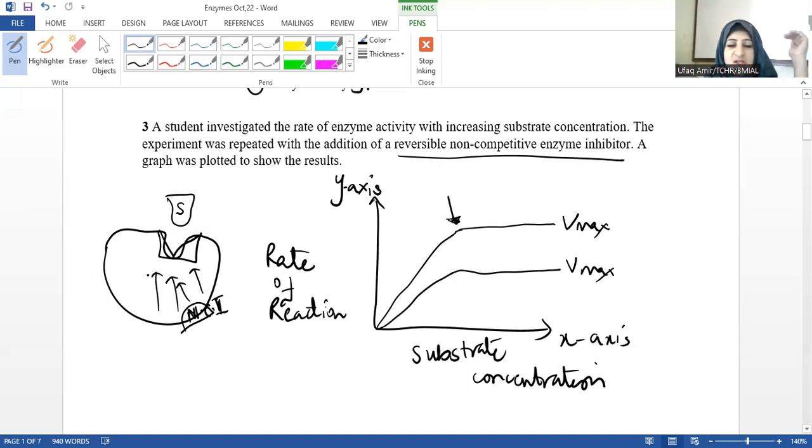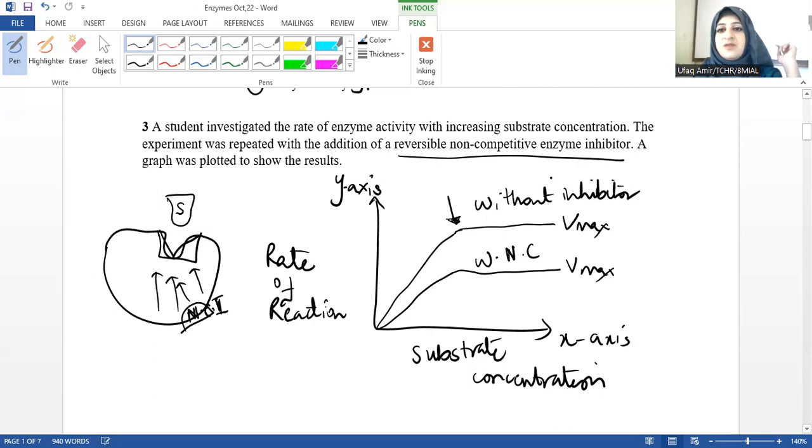So the rate of reaction has become constant again, because the enzyme's active site is not occupied by the substrate, so it's not being converted into product. No matter how much more substrate you provide, the rate of reaction will not increase further. So with a non-competitive inhibitor, this will be the graph, and without the inhibitor, this will be the graph.